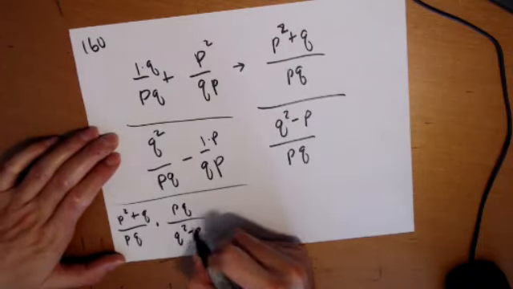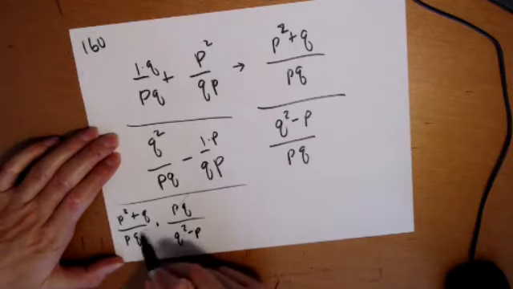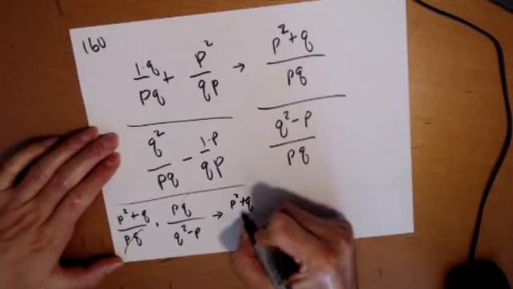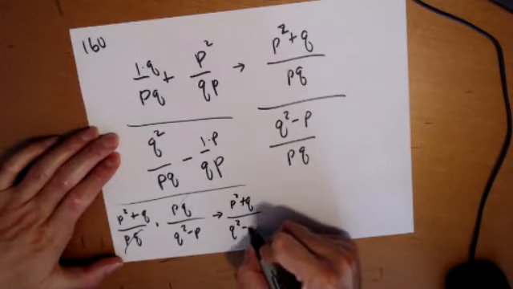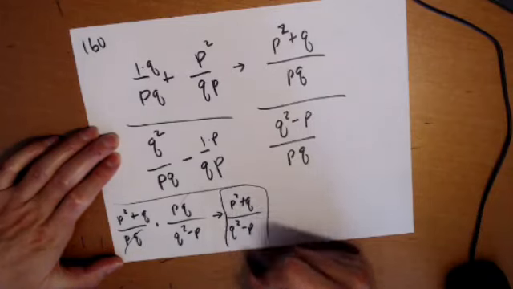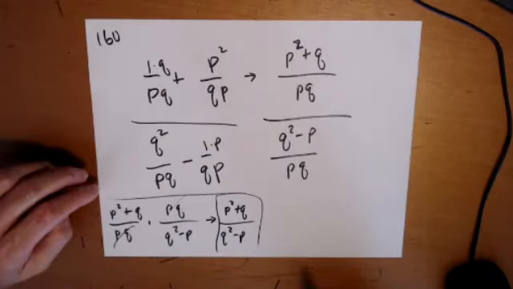Q squared minus P. Oh, the PQs cancel. And what are we left with? P squared plus Q all over Q squared minus P. Does anything factor out? No. Okay, so it's done. So here's the fancy trick.